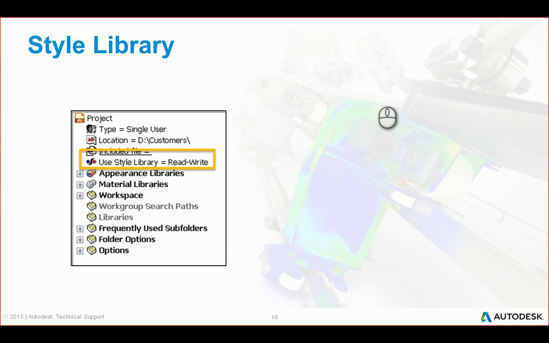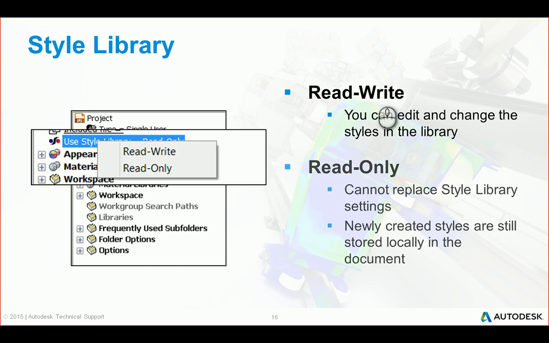This selection here, the use style libraries, is where you tell Inventor if your design data is going to be read-only or not. By default, it is read-only. This means if you go in and you change your sheet metal style, and then you say you want to write it to the library, and it won't allow you to, this is where you need to make that change. So you right mouse click on it, and it gives you the option read/write or read only.